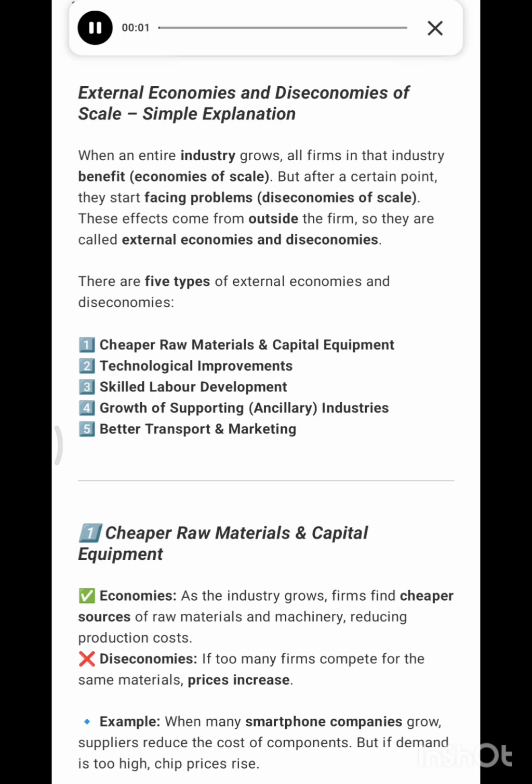External economies and diseconomies of scale, simple explanation. When an entire industry grows, all firms in that industry benefit from economies of scale. But after a certain point, they start facing problems, diseconomies of scale. These effects come from outside the firm, so they are called external economies and diseconomies. There are 5 types: 1. Cheaper raw materials and capital equipment. 2. Technological improvements. 3. Skilled labor development. 4. Growth of supporting ancillary industries. 5. Better transport and marketing.